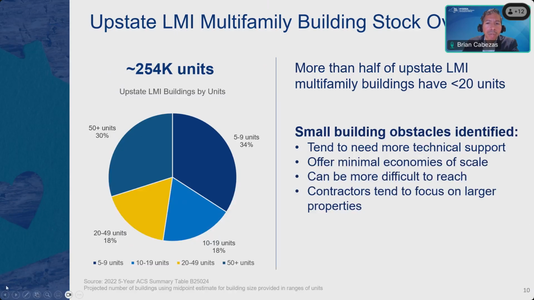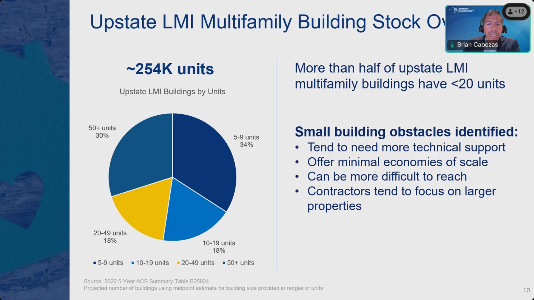Thank you. So next, we also relied on housing data to help inform our program design, in addition to the stakeholder feedback. So there are approximately 254,000 affordable housing units in the upstate multifamily market. The pie chart on the left here breaks down that number by the type of building that those units may be found in. Since we're specifically talking about the multifamily buildings, we start with a basis of buildings 5 units or more.